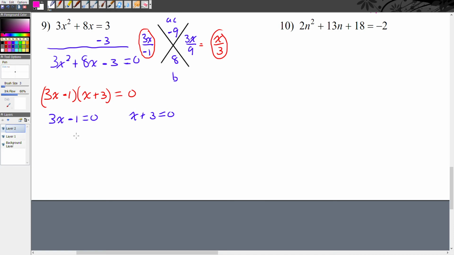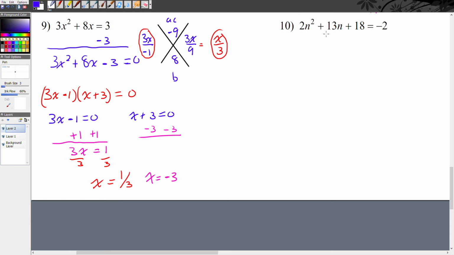And then we solve. So add 1 on both sides here, and I get 3x equals 1. And then when I divide by 3, I get x equals 1/3. Over here, when I subtract 3 from both sides, I get x equals negative 3. All right, last example.